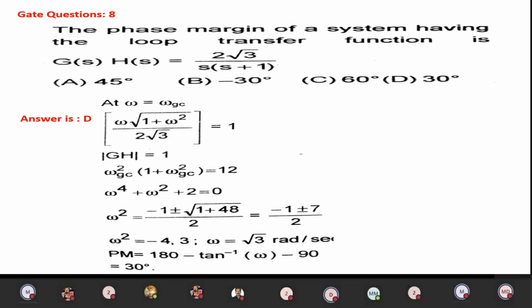Then you can see the next problem, that is the phase margin of a system having the loop transfer function 2 into root of 3 divided by s into s plus 1. Here the magnitude you can consider as omega into root of 1 plus omega square divided by 2 into root 3, which is equal to 1. So the magnitude of g of s h of s is equal to 1. Cross multiply that, omega becomes omega gc, and determine the omega value. Take the positive value and substitute that into the phase angle equation. You will get 180 minus tan inverse of omega minus 90. So you will get the phase margin value equal to 30 degree, and that will be the correct answer.